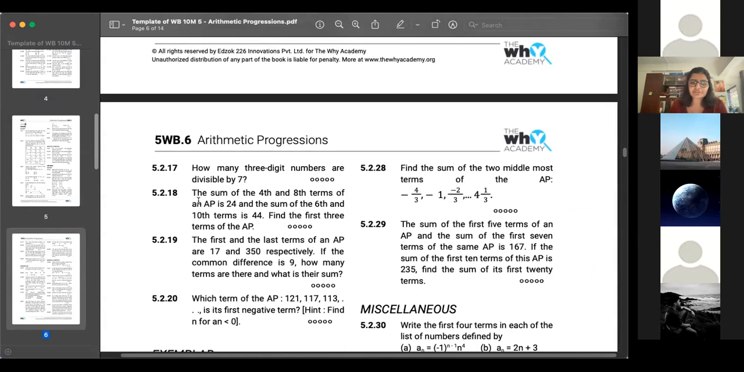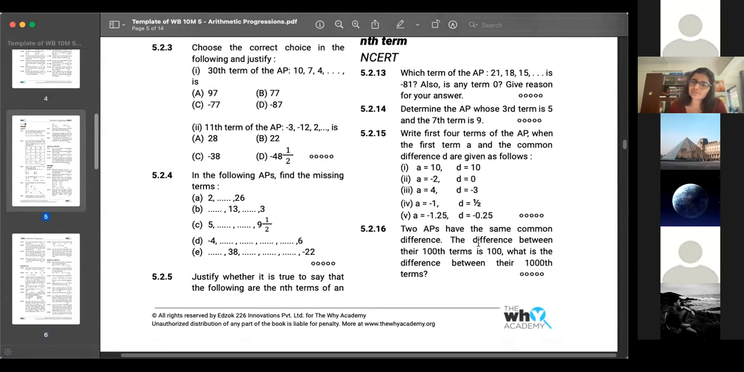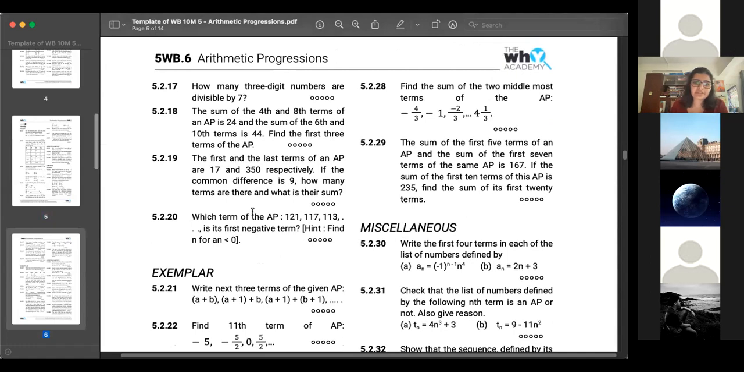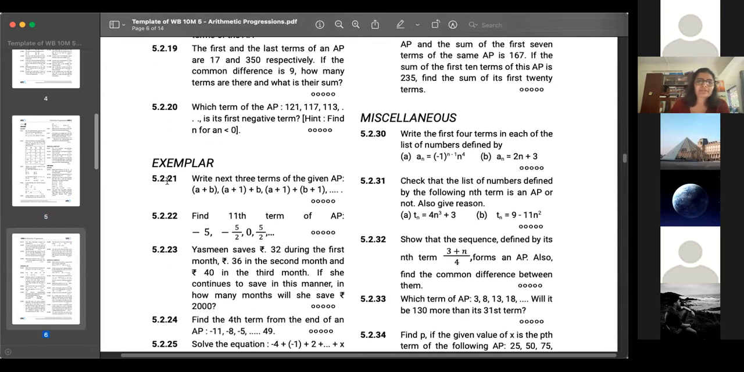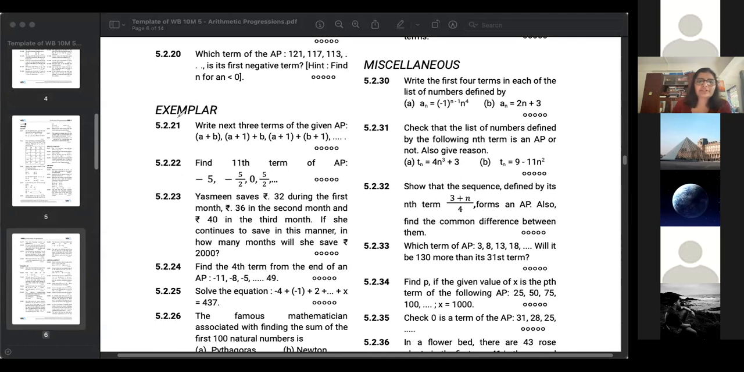So all these are similar to what you did earlier. We're not looking at that right now. Two APs have the same common difference. Did you already do that question earlier? Do question number 21. First negative term, we've also done it. So do 21. Write the next 3 terms given by this AP.